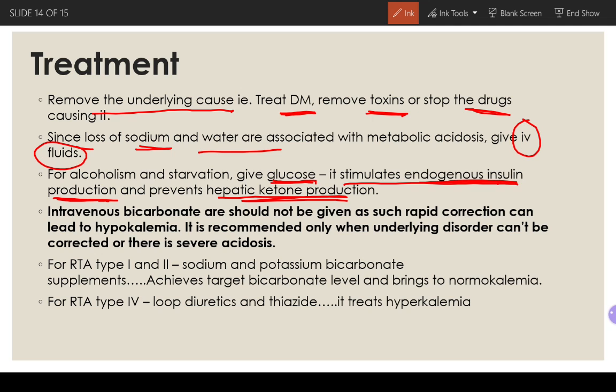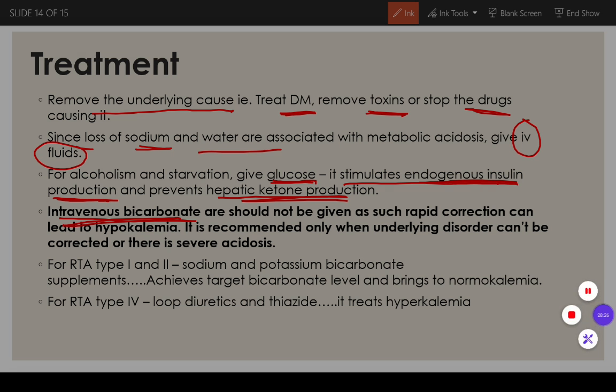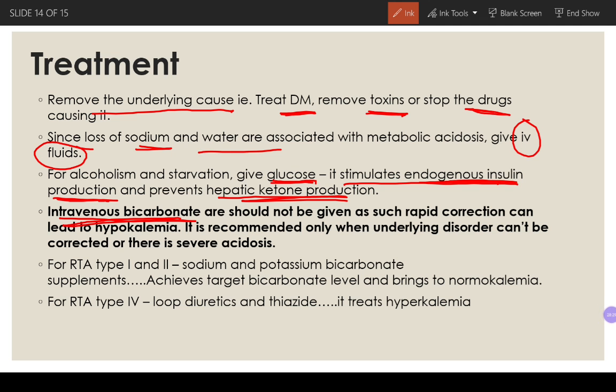Now intravenous bicarbonate should not be given. This is not one of the primary things that you should do, of course, as we all think. It's not one of the first choices, because such a rapid correction can actually lead to hypokalemia. That's because in the renal mechanism, when you see the renal physiology, you will get to know that when you have excess bicarbonate accumulated, there will be a potassium loss. So that leads to hypokalemia.